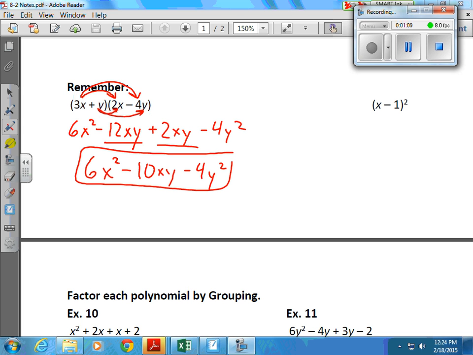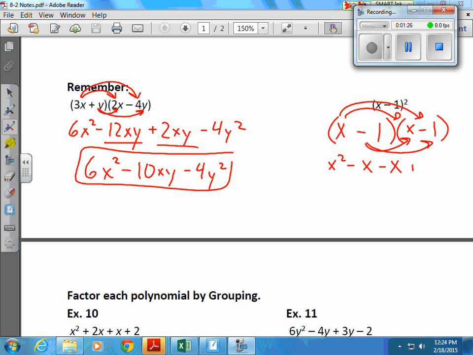Over here we have x minus 1 squared. Make sure you remember that that is x minus 1 times x minus 1. Go through your FOIL again. x squared minus 1x minus 1x again. And then negative 1 times negative 1 is a positive 1. So we get x squared minus 2x plus 1. Okay, that was the review.